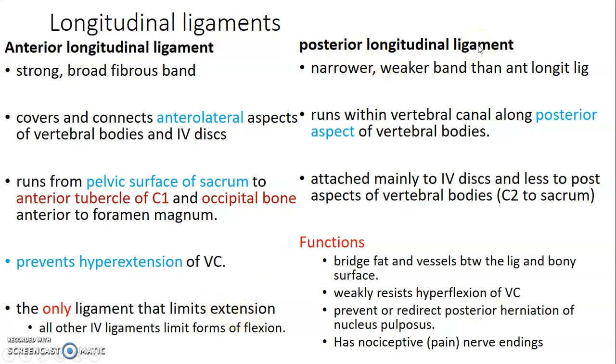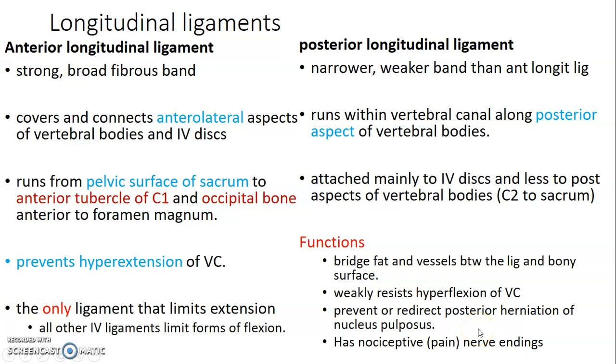The posterior longitudinal ligament, on the other hand, is narrower and weaker, and it runs within the vertebral canal, on the posterior margin of the vertebral bodies, and attaches onto the IV discs and less onto the vertebral bodies. So what are the functions of the posterior longitudinal ligament? It bridges fat and vessels between the ligament and the bony surface, and it resists hyperflexion and prevents posterior herniation of the nucleus pulposus.